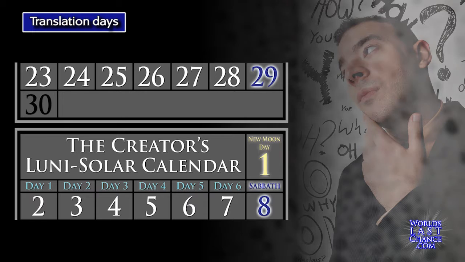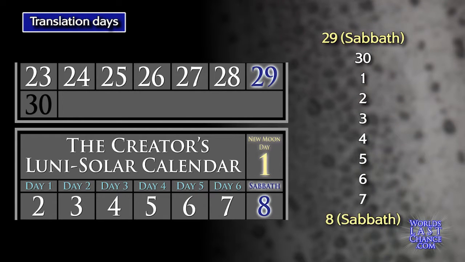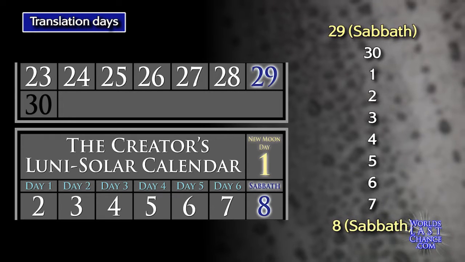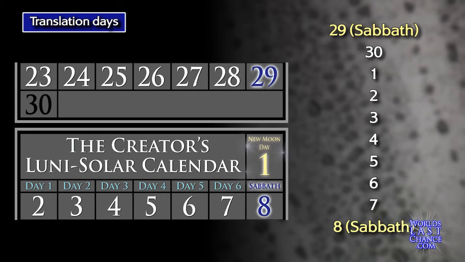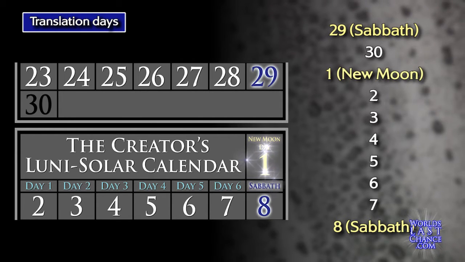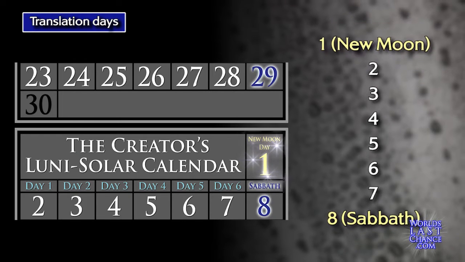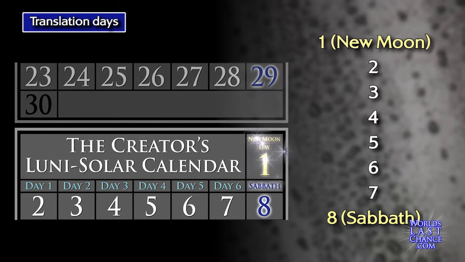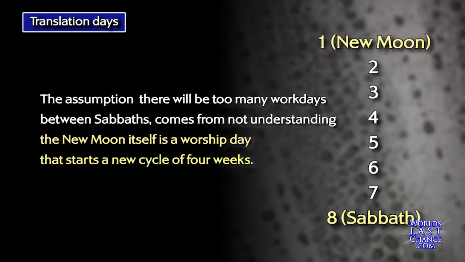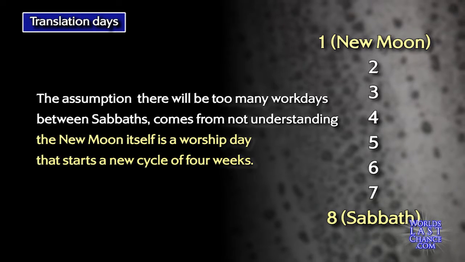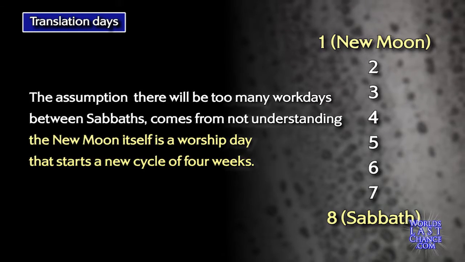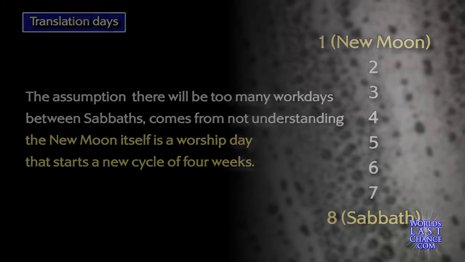This appears to create a problem because 8 days is longer than the 6 workday interval between Sabbaths prescribed in the 4th commandment. However, because new moons are a type of holy day, there are never more than 6 workdays between worship days. The assumption there will be too many workdays between Sabbaths comes from not understanding the new moon itself is a worship day that starts a new cycle of 4 weeks.